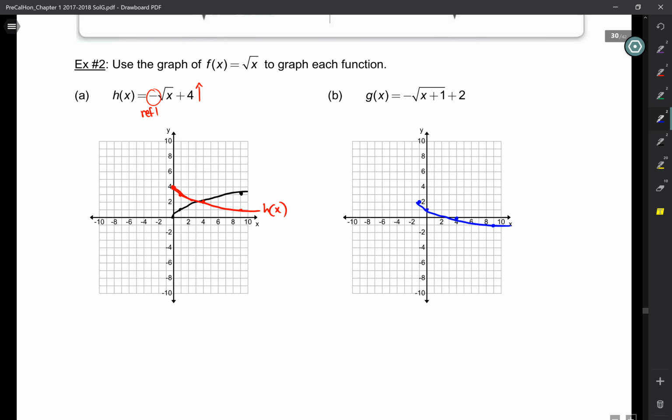Since it starts at -1, wouldn't it be at 3, 0? Oh, yeah. Sorry. So here and here. Okay, so you see that? No calculator needed. And look at what a nice, precise little graph we have there.